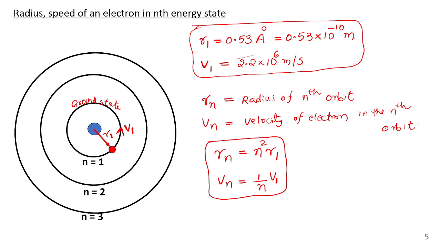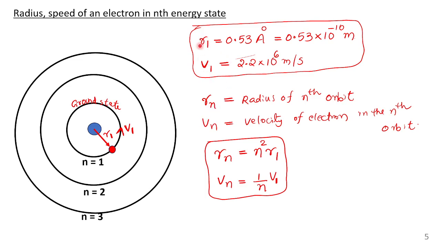So R1 equal to 0.53 angstrom, and the electron is moving in the first energy state. The velocity of the electron, v1, is 2.2 into 10 raised to 6 meter per second. This value also you have to memorize. v1 is the velocity of the electron moving in the first energy state, 2.2 into 10 raised to 6 meter per second.